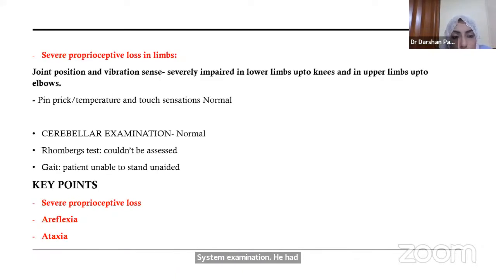He had severe proprioceptive loss, with joint position and vibration sense severely impaired in the lower limbs up to the knees and in the upper limbs up to the elbows. However, his pinprick, temperature, and touch sensations were normal. Cerebellar examination was normal. Romberg's and gait could not be assessed because he was so severely ataxic that he was not able to stand on his own. So the key points on examination are severe proprioceptive loss, generalized areflexia, and sensory ataxia.